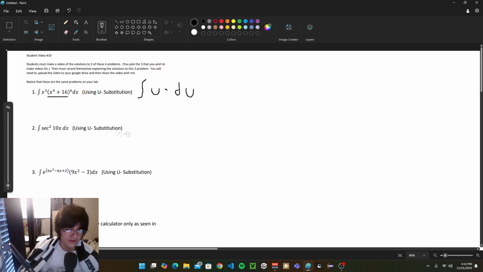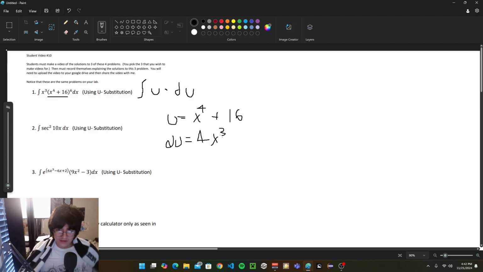So here our u is going to be what's in the parentheses. Usually that's what your u is. So we write u is equal to x to the power of 4 plus 16. Now you want to find du, which is essentially the derivative of u, and that'd be 4x to the power of 3.